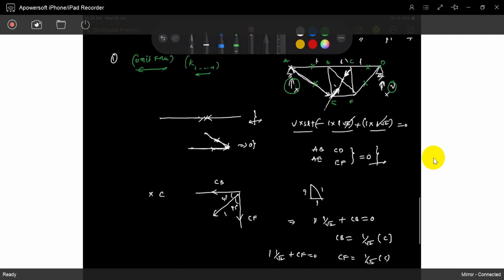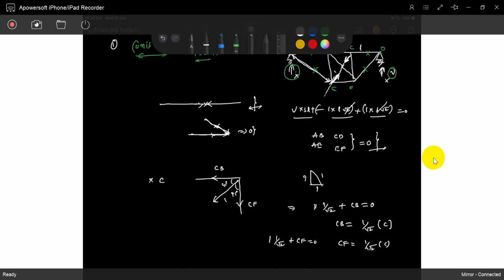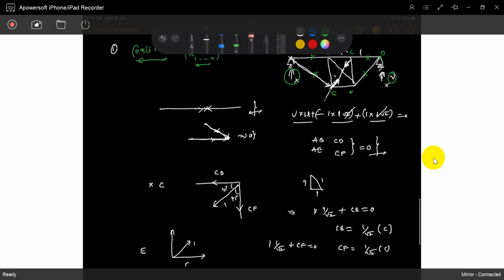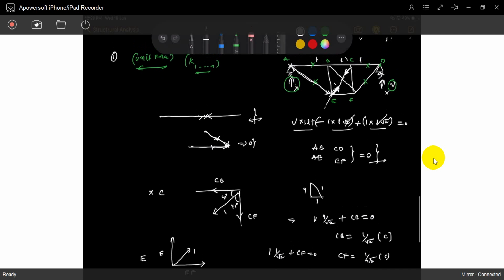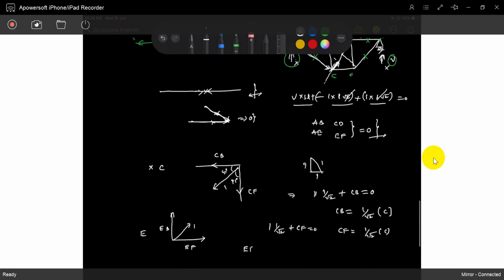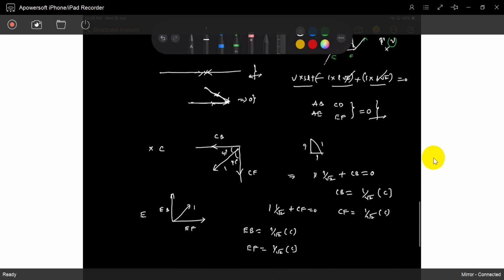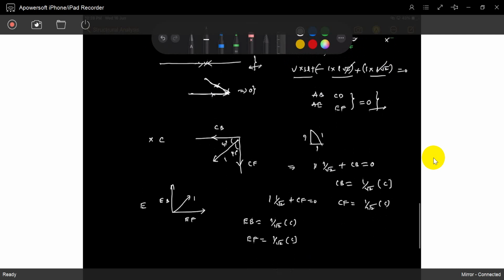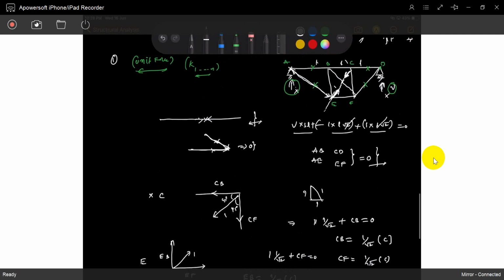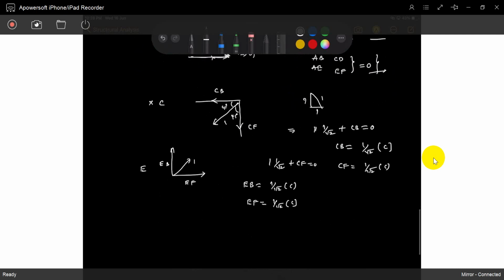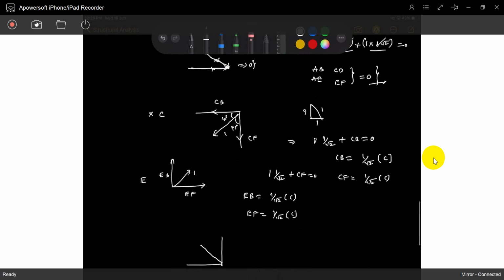Same thing for the E joint also. This is EF, that is EB. So you can write EB is 1 by root 2 compression, EF also 1 by root 2 compression. Okay. So next, F is the joint. This is F.